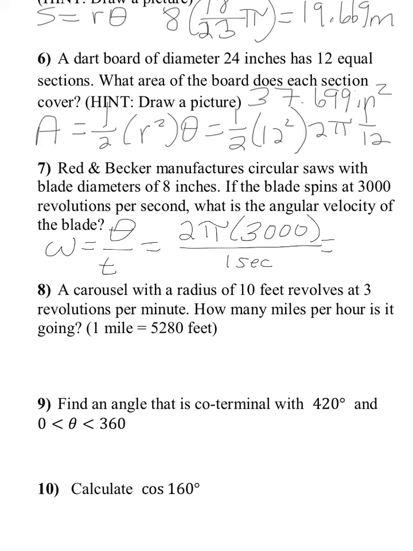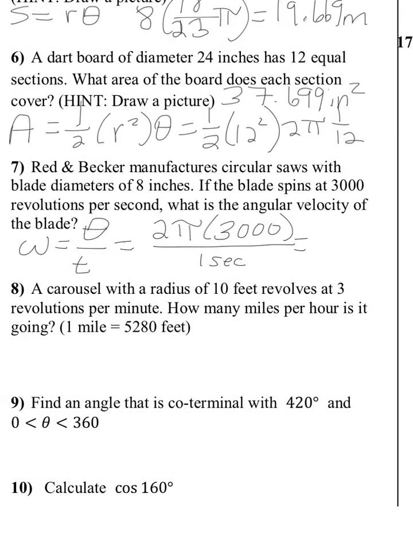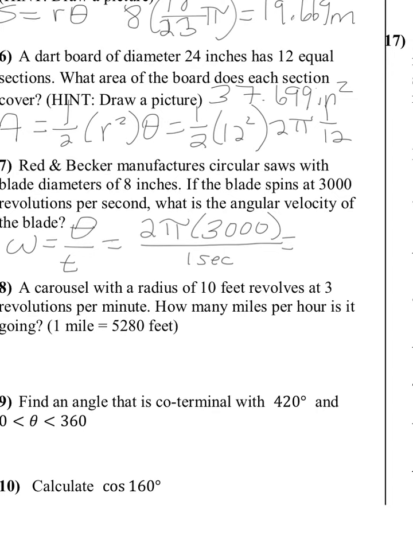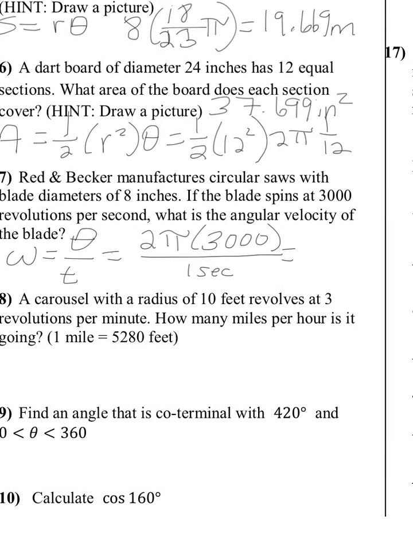So our final answer is going to be, when we put that in the calculator, 18,849.6 revolutions per second, RPS, revolutions per second.